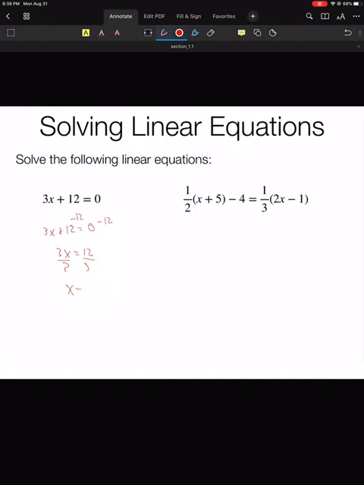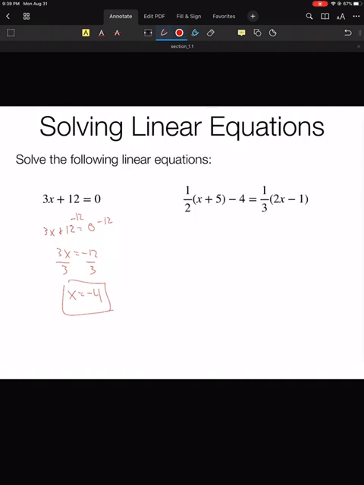I'm sorry. I just noticed a mistake. It's 3x is equal to negative 12, not positive 12. Okay, I subtracted 0 minus 12, which is negative 12. Again, I divide by 3 on both sides, and I get x is equal to negative 4. Okay, so that's the first part.